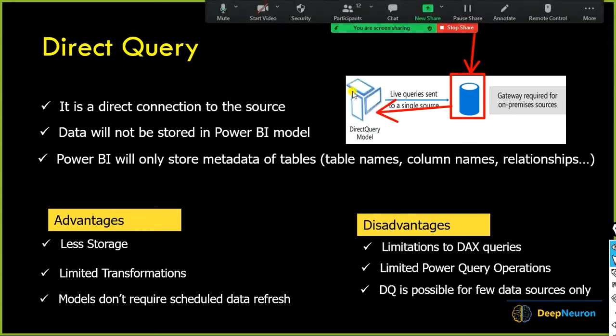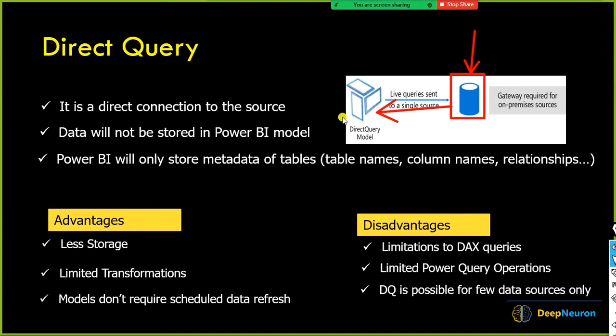That's what I said, Vani. Vani's question is, in what scenario will we use the direct query connectivity mode? If the volume of the data is very, very high, that's what I've been talking about. If the volume of the data is very, very high, instead you can use the direct query mode.